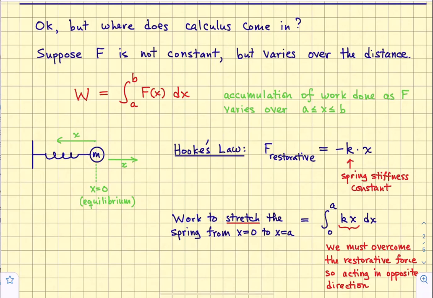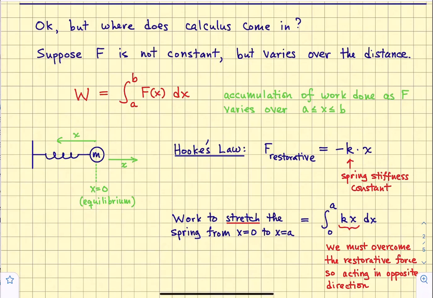Now for the work to stretch the spring, notice the force is not constant. The further you stretch the spring, the more force the spring exerts against you to try to restore it back to its equilibrium position. So this is a classic example of a variable force. Suppose we want to calculate the work to stretch the spring from its equilibrium position to a point that is a units away. Here a is positive, where we're stretching it to the right. Then, following this formula, this would just be the integral from 0 to a of k times x dx.